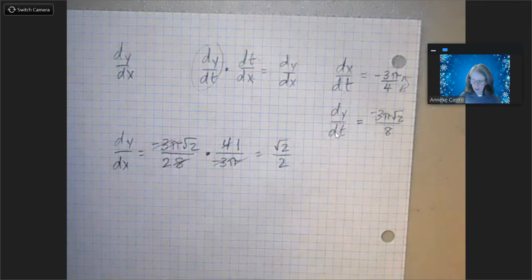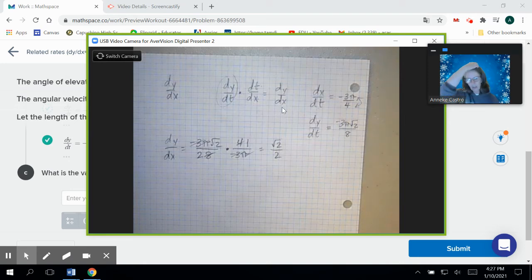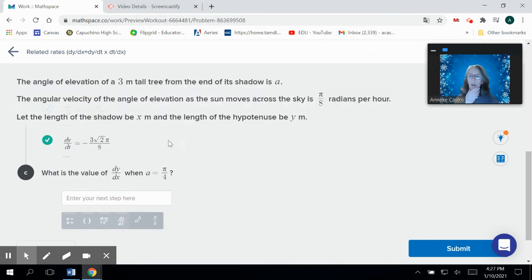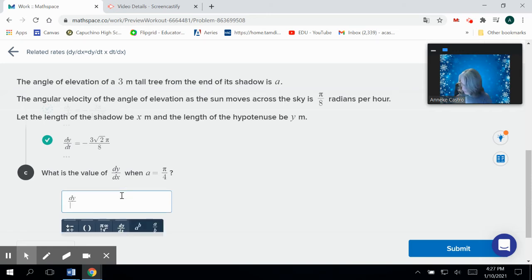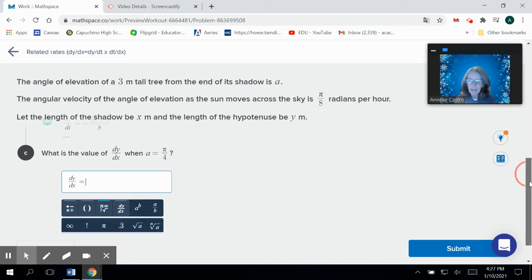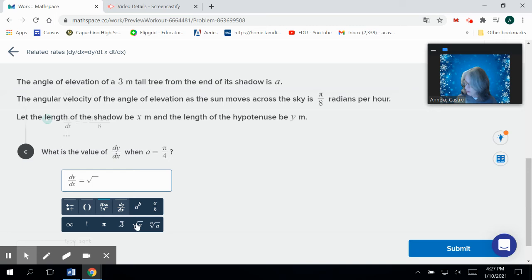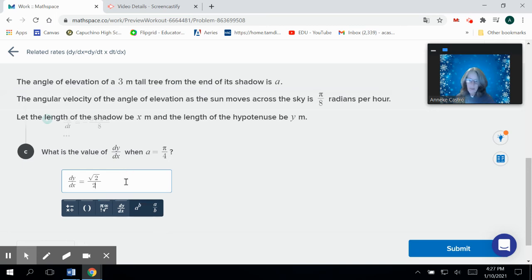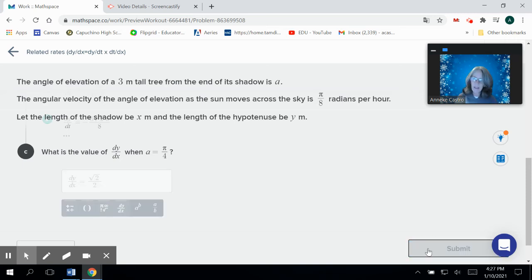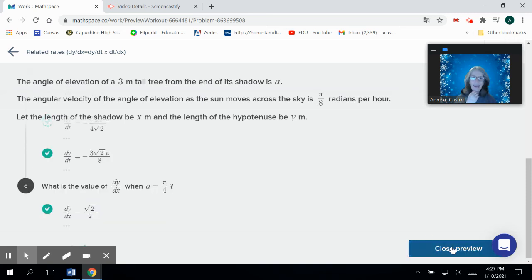All right, let's see. Let's go back to, oh, that's interesting. I double-clicked on it, and it shrunk. Okay, let's go back here and see if that works. So dy/dx is equal to, what did I just say? Root 2 over 2. So let's see if I can get that. Square root of 2 over 2. I have papers all over my keyboard. Bam! Yay!